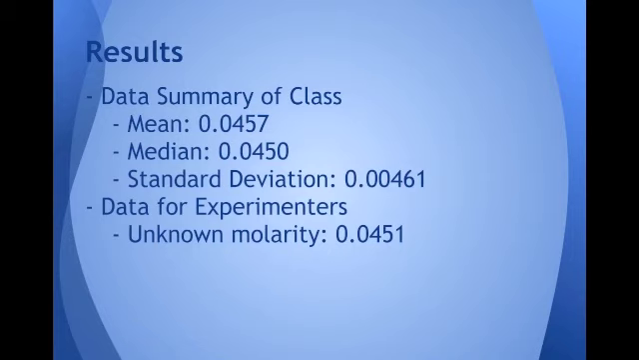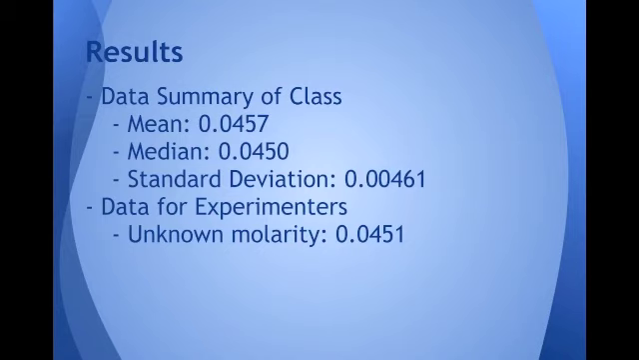So overall, the concentrations of the unknown solution were relatively inconsistent, as a standard deviation of 0.00461 molarity was about 10% of the average molarity of 0.0457 molarity. The median of the concentrations was 0.0450, slightly less than the average, suggesting that there were some unusually high values which skewed the data, such as 0.0624 molarity, which was unusually high.